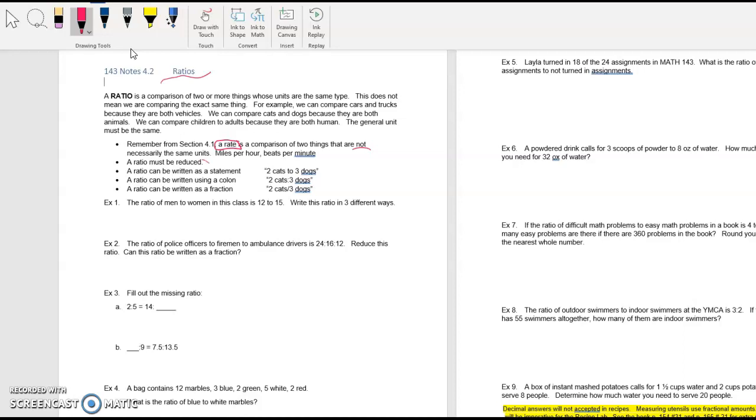A ratio must be reduced. Now that is very, very important. You have to reduce all ratios. And ratios can be rewritten one of three ways. These are your options right here.